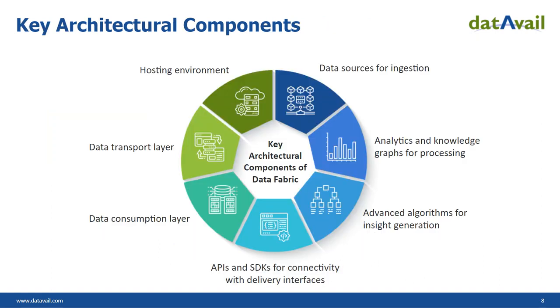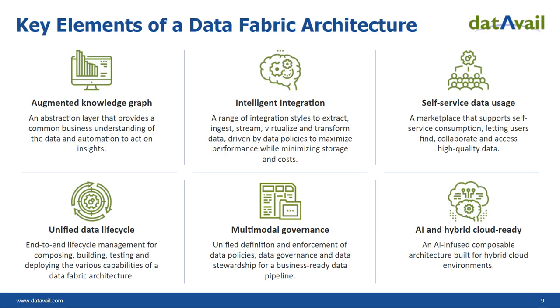When we look at the architectural components of the data fabric, you're looking at where the data is. What are those data sources? What are the analytics and knowledge graphs for processing? What are the algorithms for insight generation? This is where we get into artificial intelligence and machine learning. We want to generate insight out of the data that exists within the environment and bring that forward. We may need APIs and SDKs for connectivity. We need a data consumption layer, a transport layer, and a hosting environment as part of the architectural components for the data fabric across the organization.